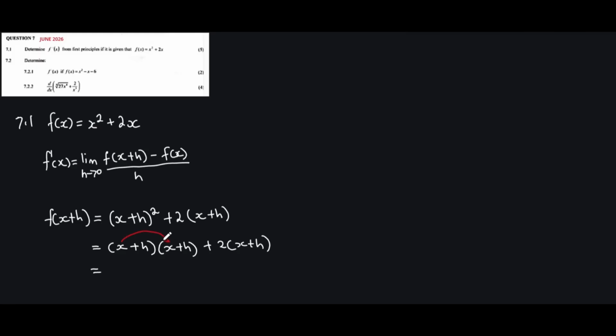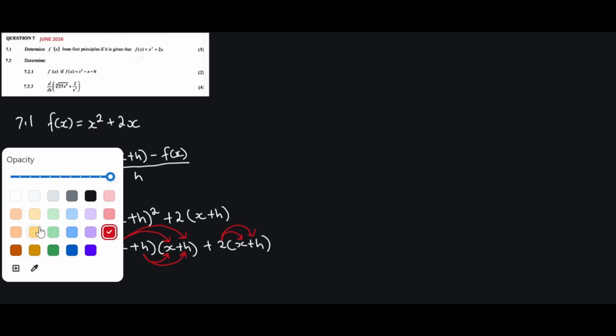So now we're going to expand our brackets. This x will multiply with the x on the second bracket, and this x will multiply with the h on the second bracket, and this h will multiply with the x, and this h will multiply with that h there, right? And here this 2 will multiply with that x, and this 2 will multiply with that h. So this is how we expand our brackets.